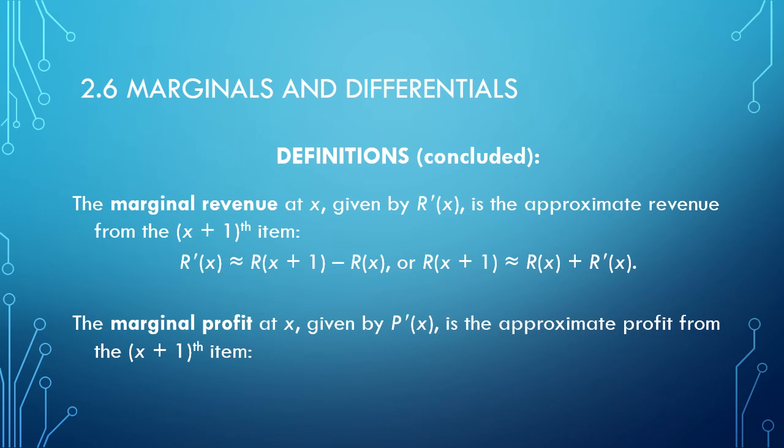And then profit, very similar definition. It's the approximate profit from one more item. Okay, and it's the derivative. So when you hear marginal, think one more. Marginal cost, what's it going to cost to do one more? Marginal revenue, what am I going to bring in from one more? Marginal profit, what am I going to profit from one more item?